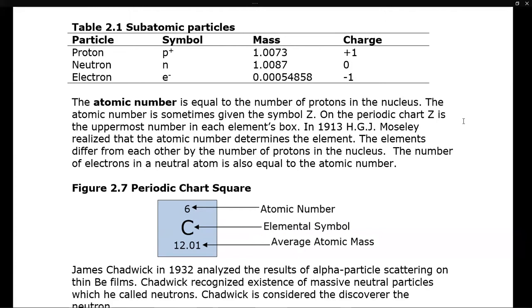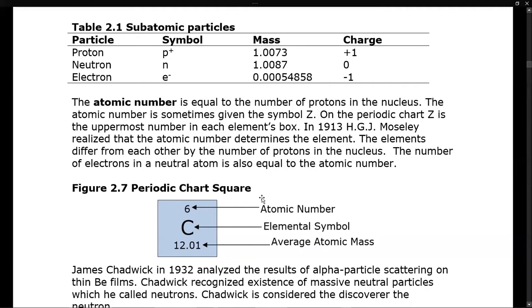H.G.J. Moseley realized that the atomic number determines elements, so it's actually the number of protons that determines which element it is. Change the number of protons, you change which element you're talking about. The electrons and the neutrons can vary, but the protons cannot if you're going to keep the same element. And so that gets a symbol of Z.